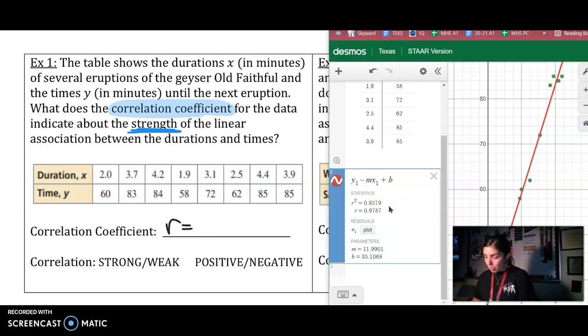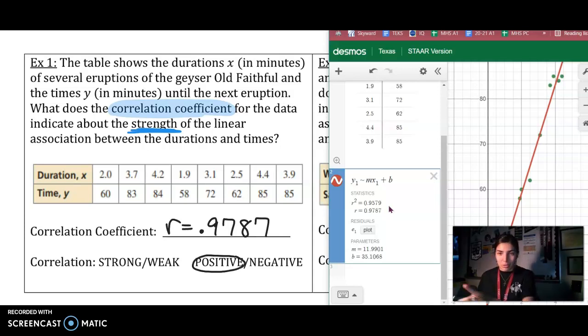The r is equal to 0.9787. Now, the easiest part is to determine if it's positive or negative. Obviously, r is a positive number, so this is a positive correlation. Also, the slope, like literally the slope's going up, so it's positive. But we just need to know if 0.97 is closer to 1 or closer to 0. Very obviously, it's closer to 1, which means it's strong. That number would round up. So it's a strong positive correlation between the duration of Old Faithful's eruptions and the time in between its eruptions.